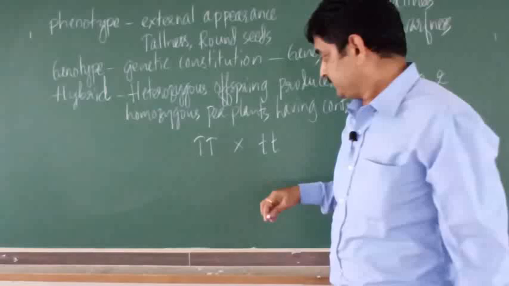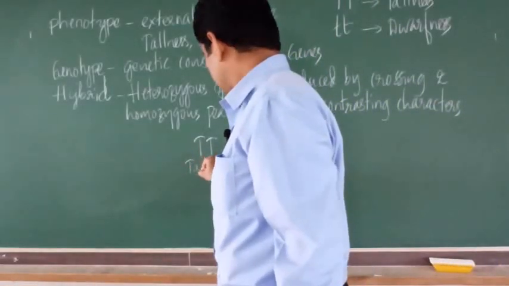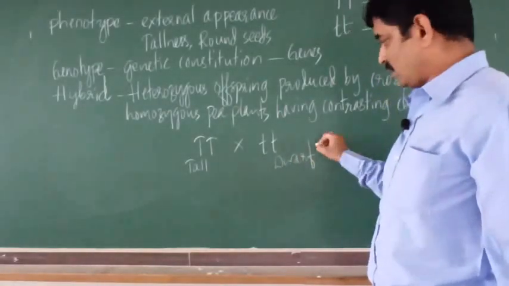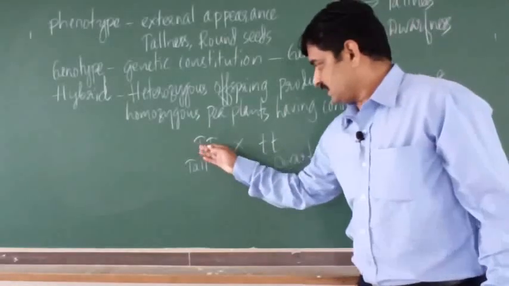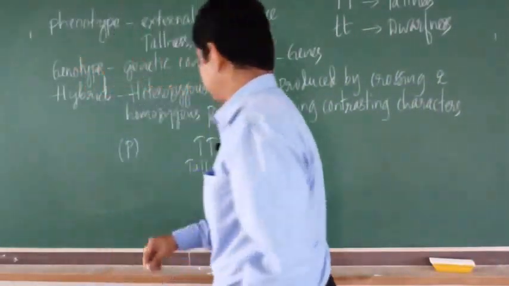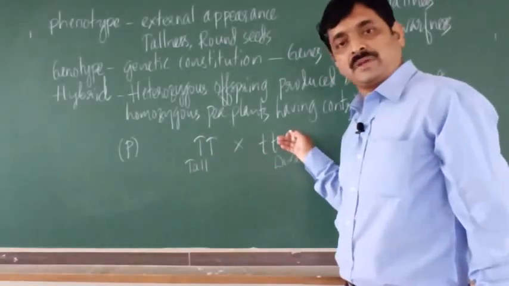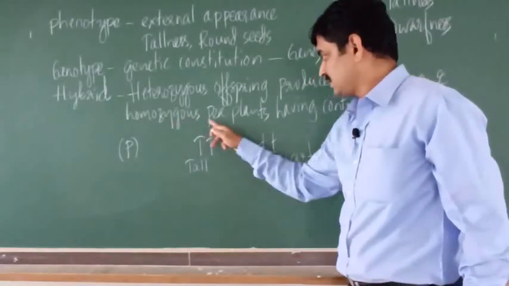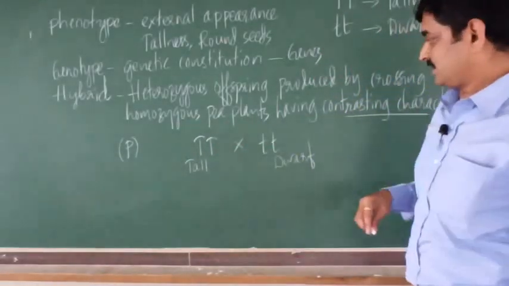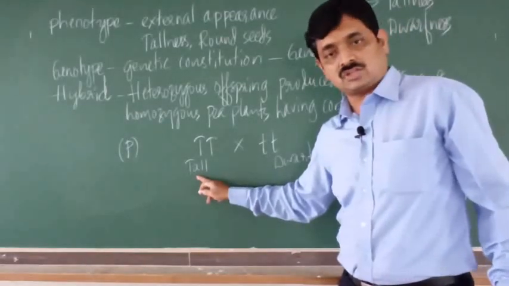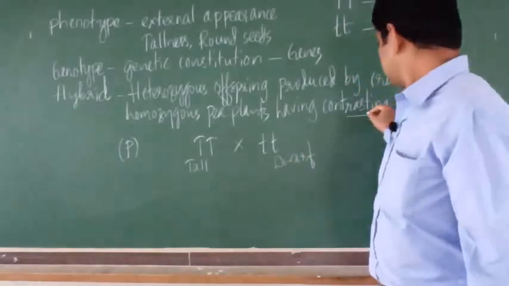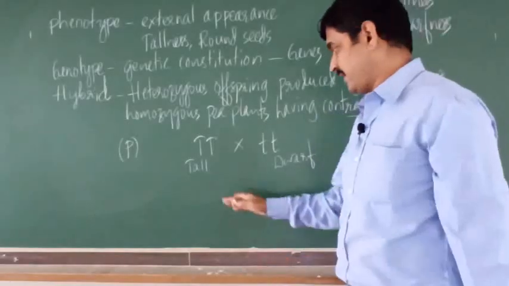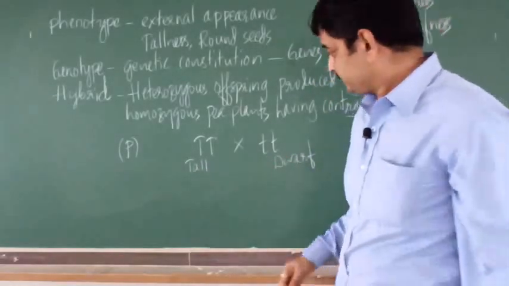What should be the phenotype here? So phenotype of this will be tall. The phenotype of this will be dwarf, right? So here you can call it P, that is parental generation. So these are the two parent pea plants, right? Both are homozygous. So two homozygous pea plants having contrasting characters means one is tall, another one is dwarf. So tall and dwarf indicate contrasting characters. So when we cross these two homozygous pea plants having contrasting characters, what do we get?